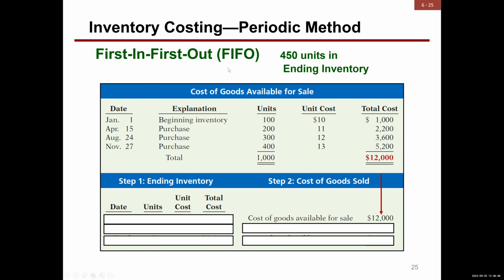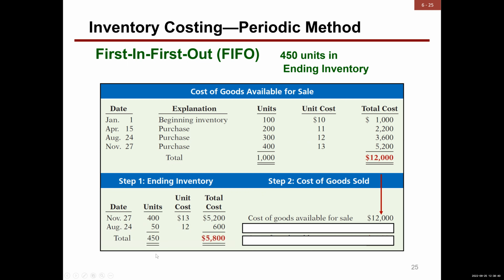First in, first out. These are the first ones in, they went out. So what's in ending inventory? It would be these, right? Down here, our newest ones. The first ones that we bought went out. So here we go. We've got 400 at 13, and then we still need 50 more. So we'll take 50 of these at 12, right? Okay, so let's cost that out. Those 450 units will be costed at $5,800.